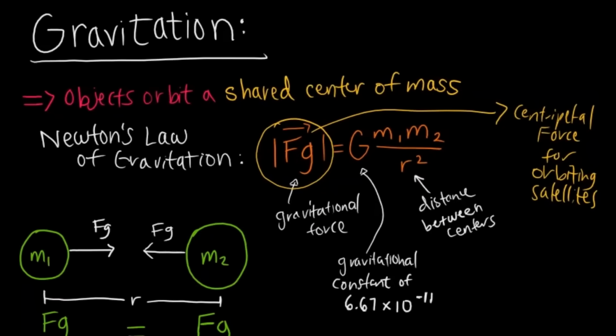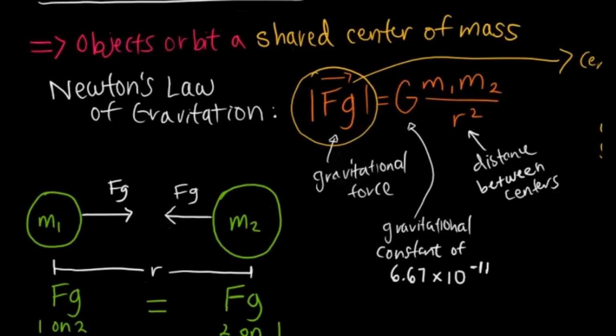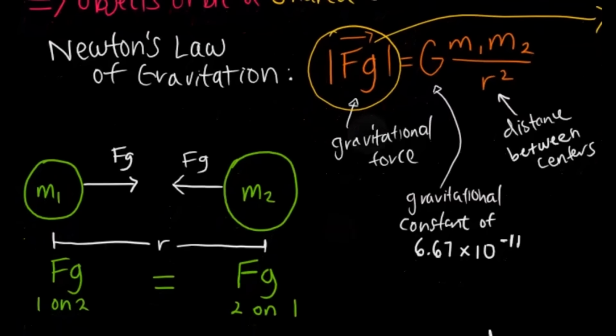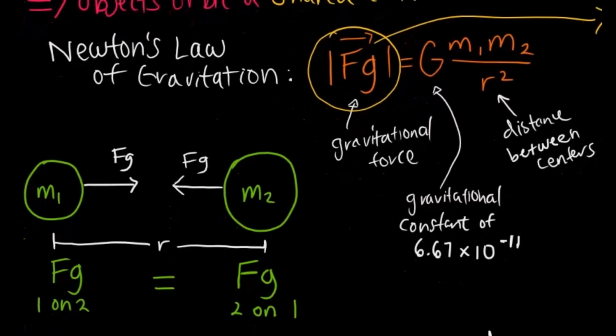So essentially, objects are going to be orbiting a shared center of mass. And the first part of this is Newton's law of gravitation. It's very similar to Newton's third law, actually. You can see here that the gravitational force that planet 1 exerts on planet 2 is equivalent to the gravitational force that planet 2 exerts on planet 1, and they're going to be orbiting this center of mass in between them.